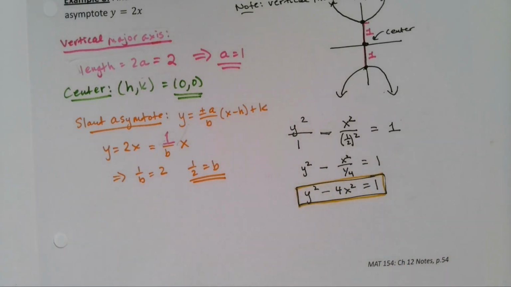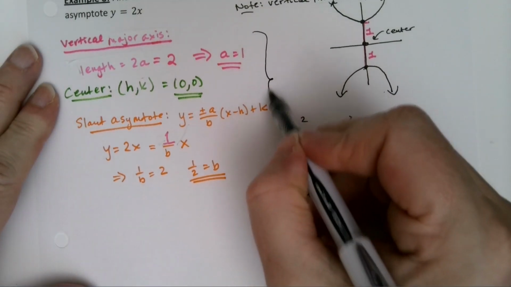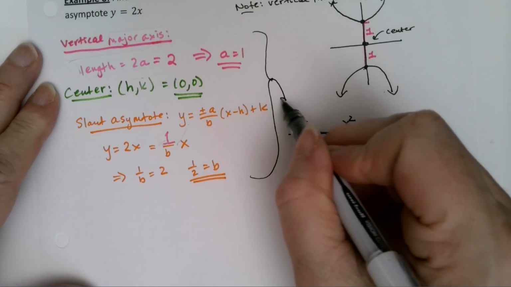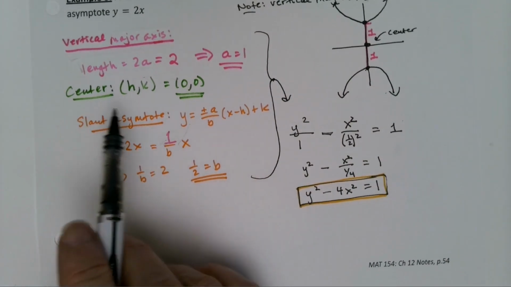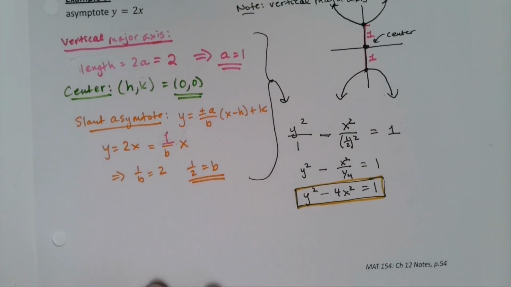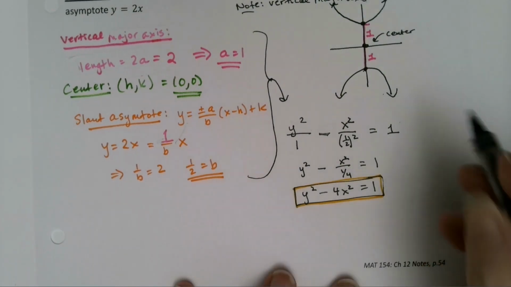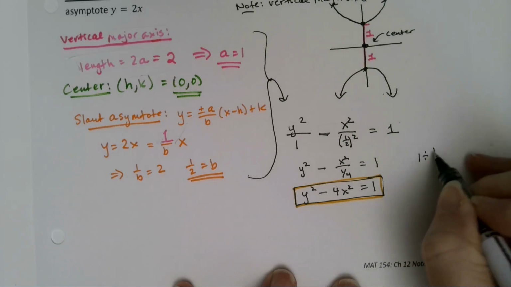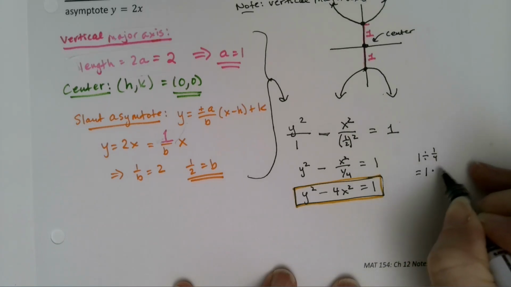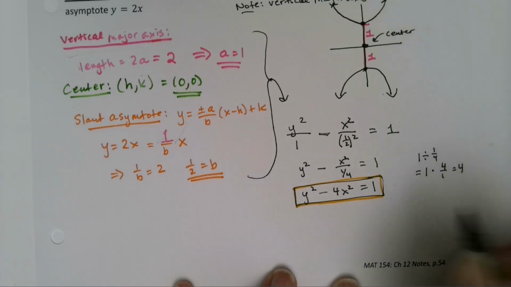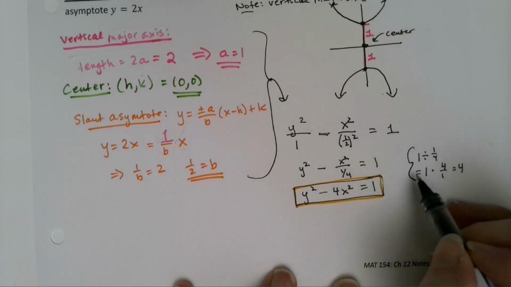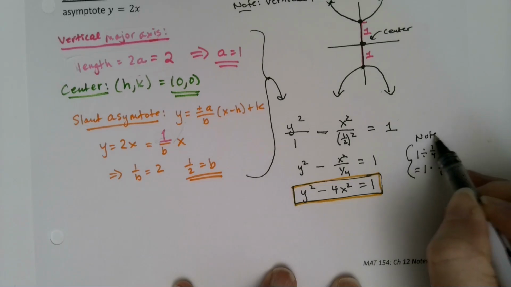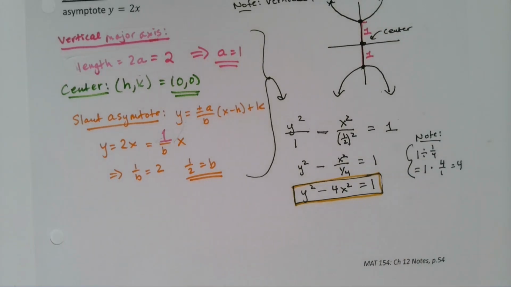So we put all of these three pieces together, the asymptote, the axis, and the center, to figure out this equation. For the record, the reason this is 4 is that 1 divided by 1/4 is the same as 1 times 4 over 1, which is 4. That's why that's working out. Just a little algebra note.